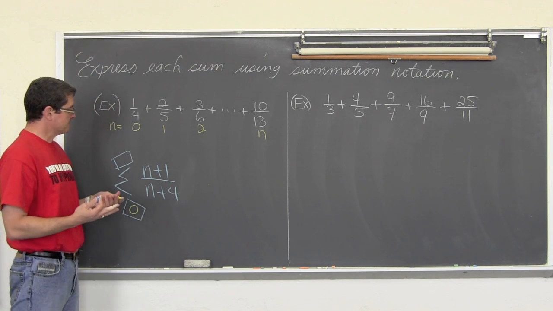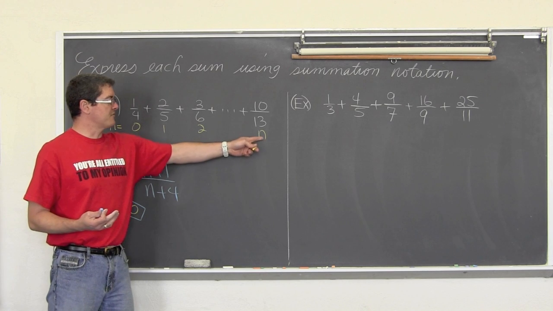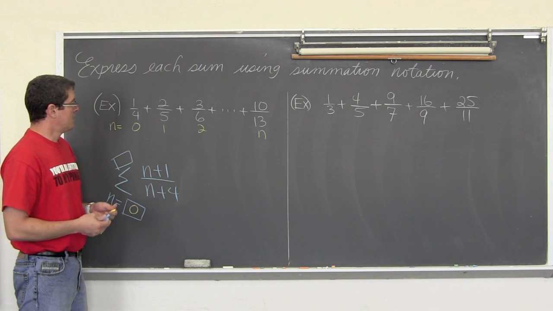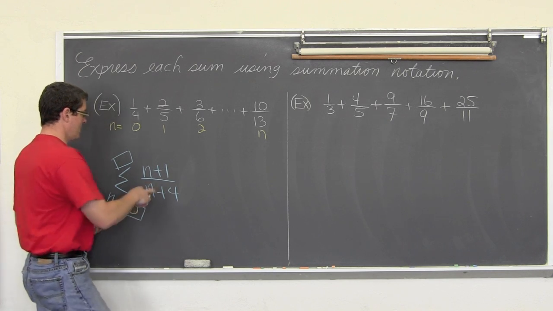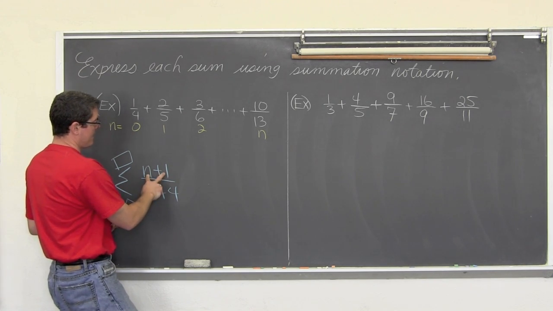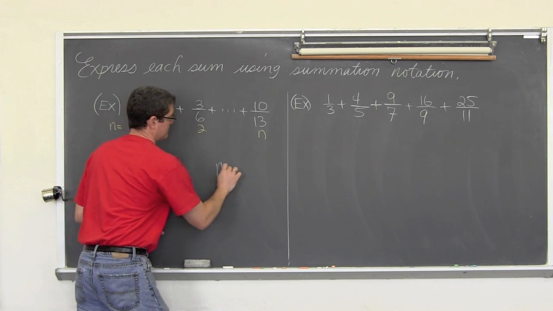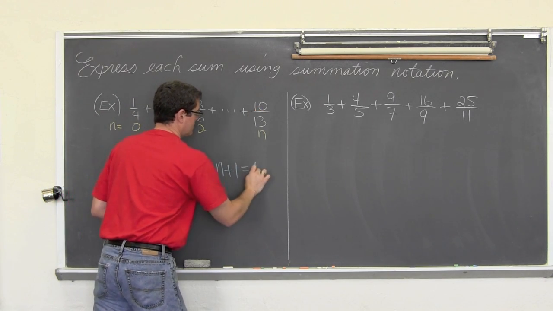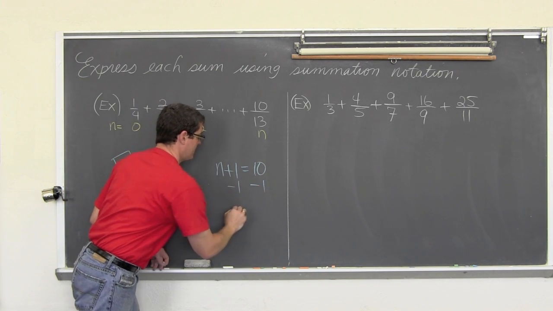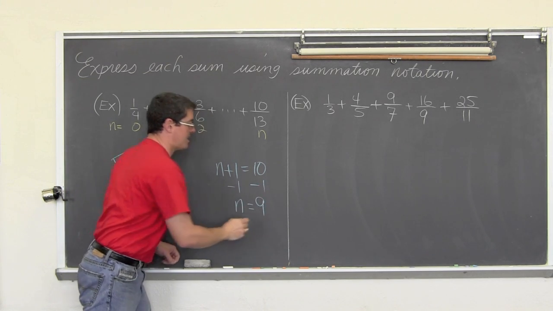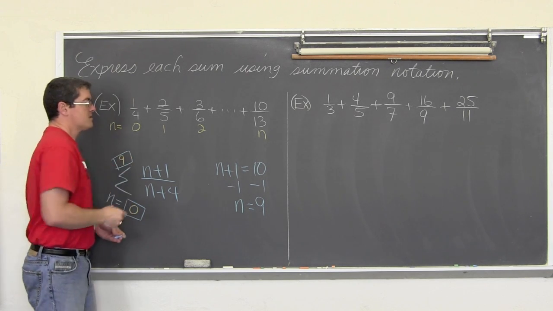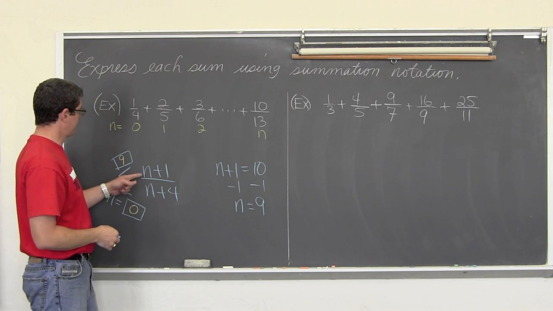Now, what is the last n? What's the upper limit that I'm going to use in the summation symbol? Well, okay, this is my numerator, and I need my n plus 1 to equal 10. So if I take this and I subtract by 1, then I need my n value to be equal to 9. I think this is going to be my upper limit. Just to double check that, let's see.